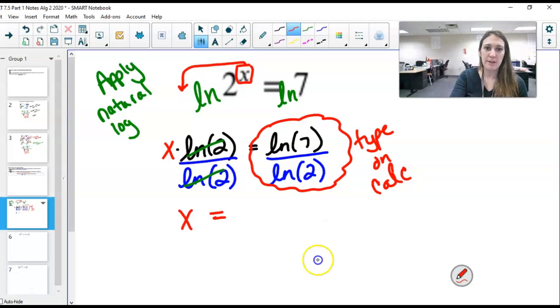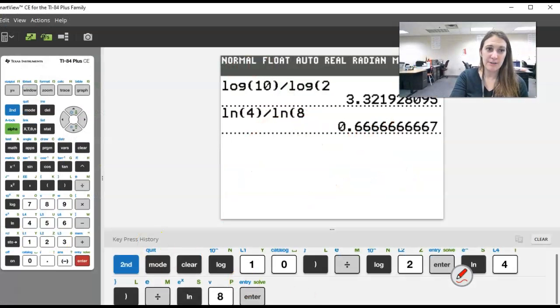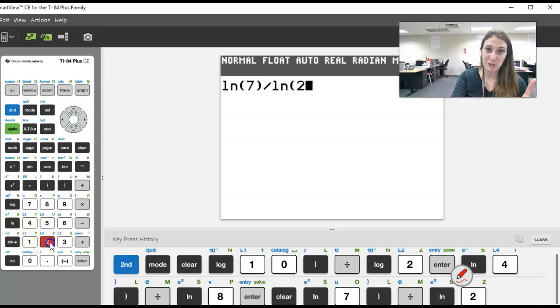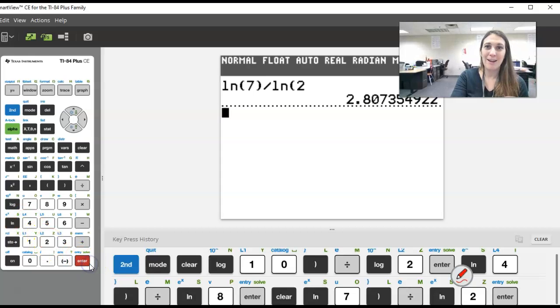But first, let me start typing. So it is the natural log of 7, close the parentheses to stop the logarithm function, divided by the natural log of 2. Make sure you use the same logarithm. And we get 2.807, blah, blah, blah. Icky.